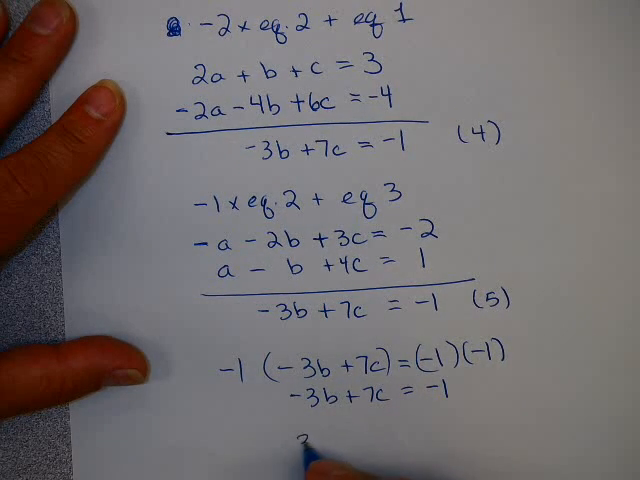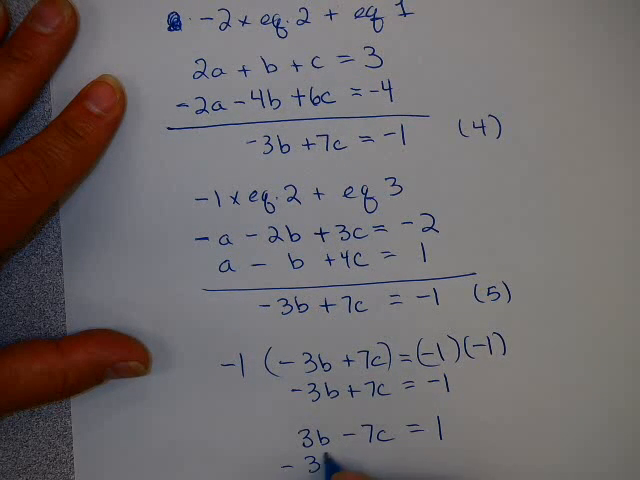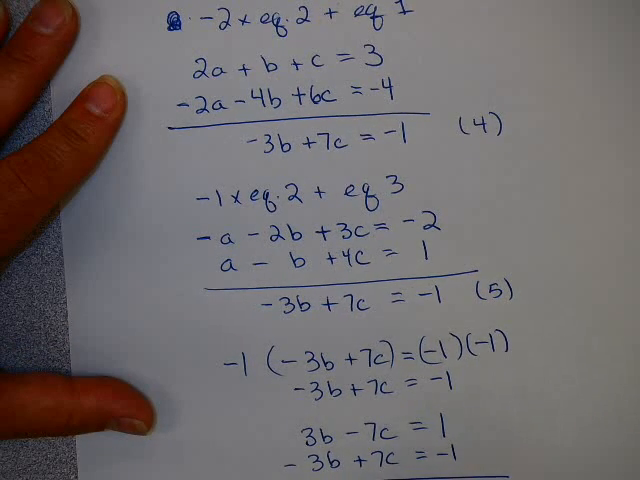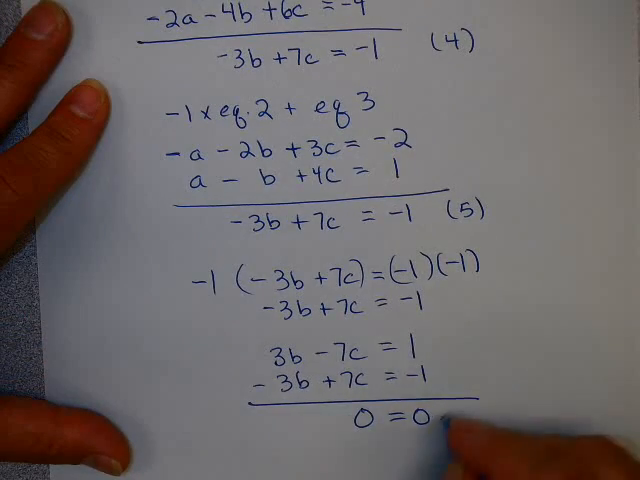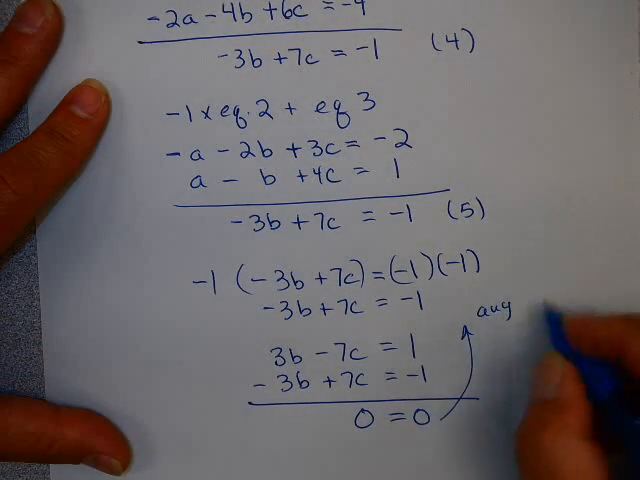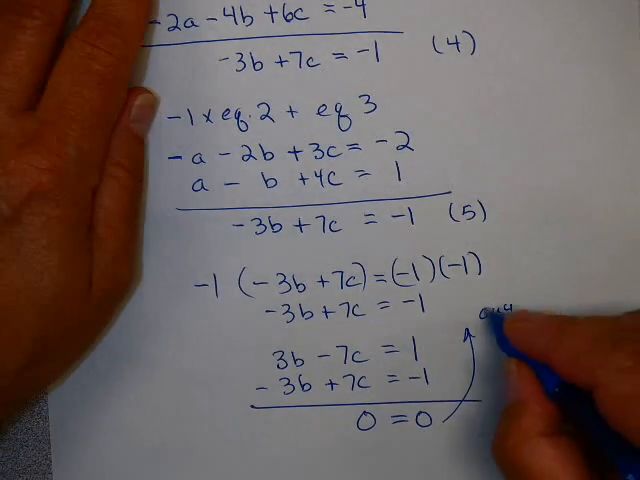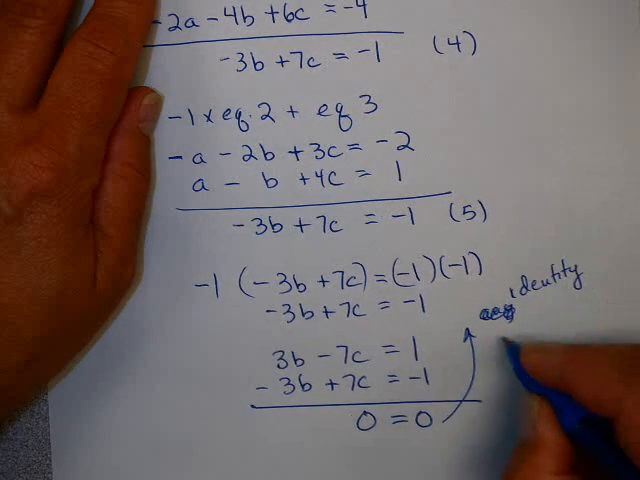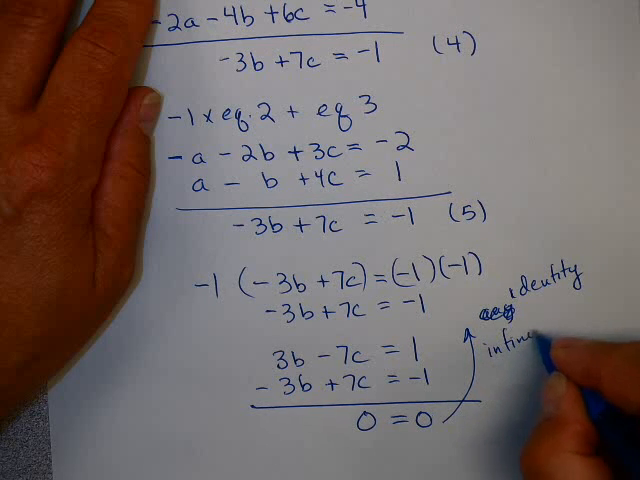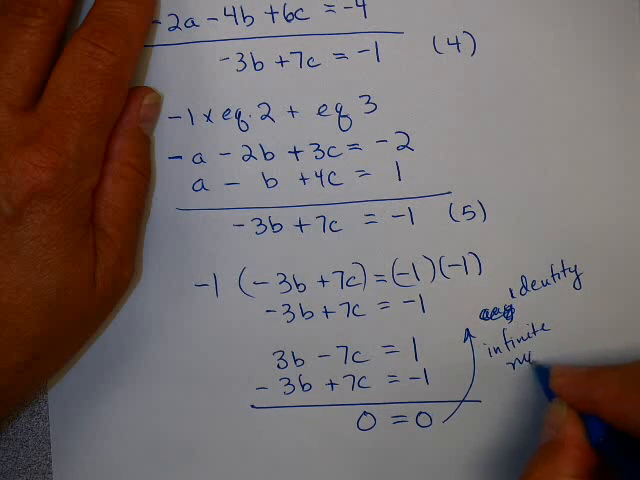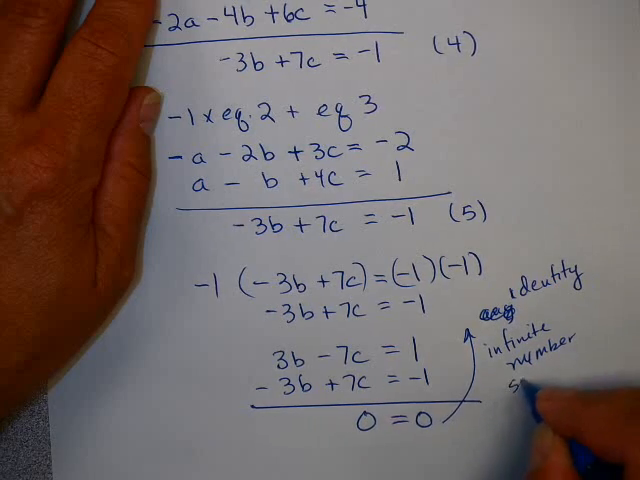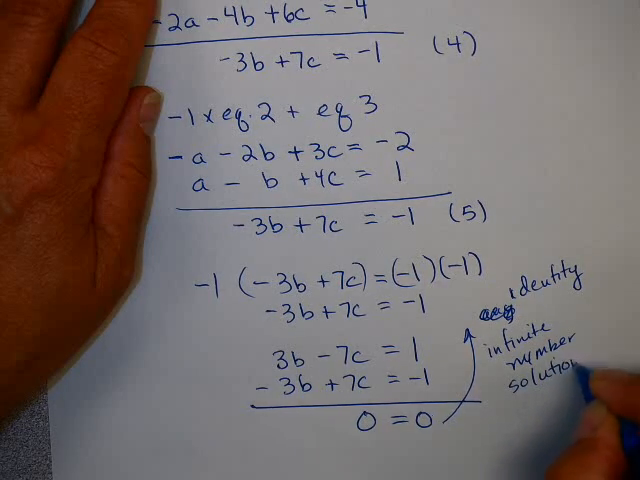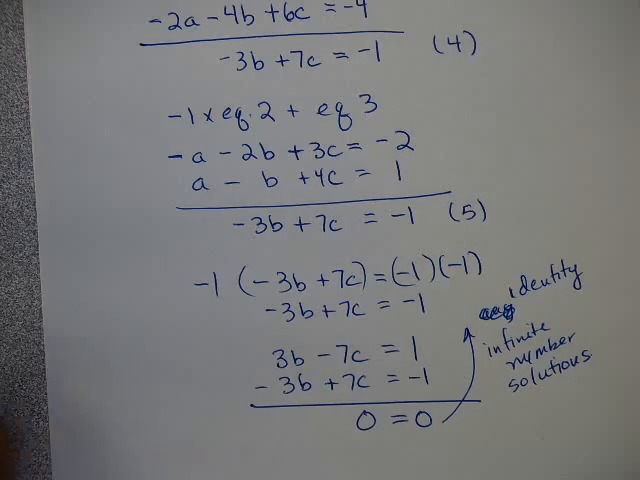And so I'll write that down. That's 3b minus 7c equals 1. The second one is minus 3b plus 7c equals negative 1. If you add these together, you get 0 equals 0. What that means is that this is what we call an identity, meaning it has multiple solutions. There's an infinite number of solutions. So that's kind of interesting. That's the other special case we have.